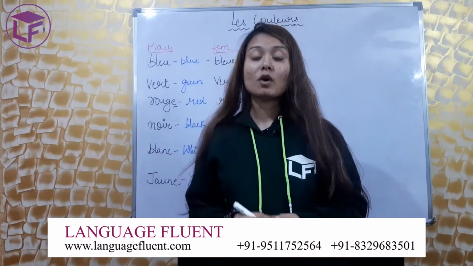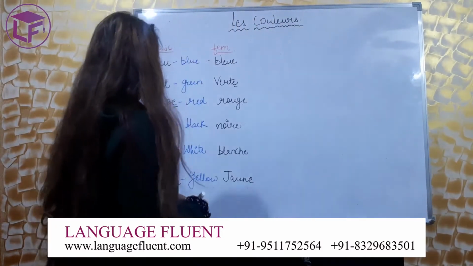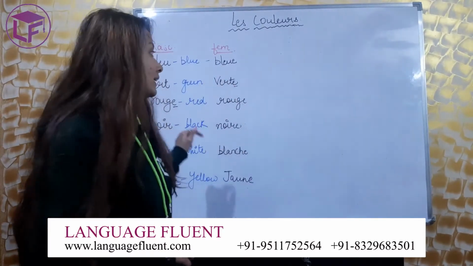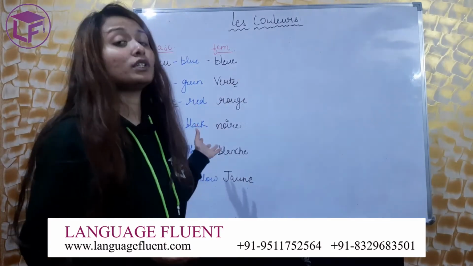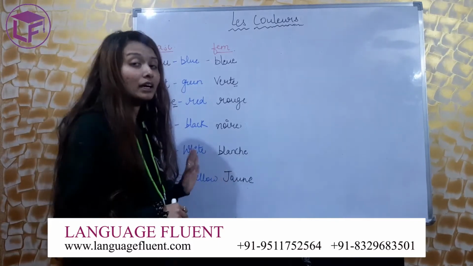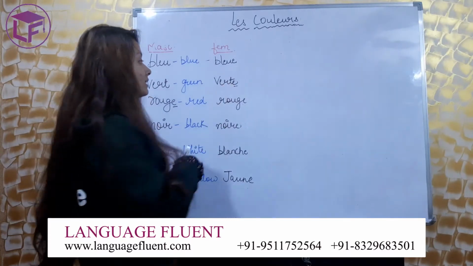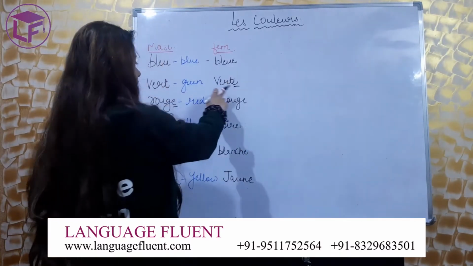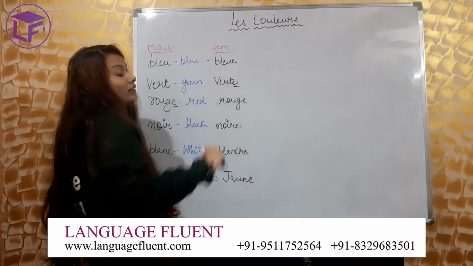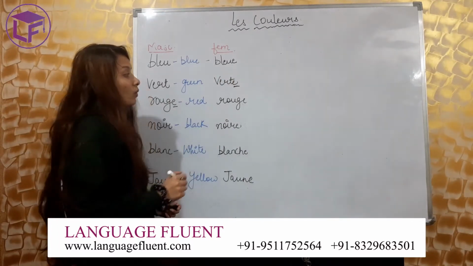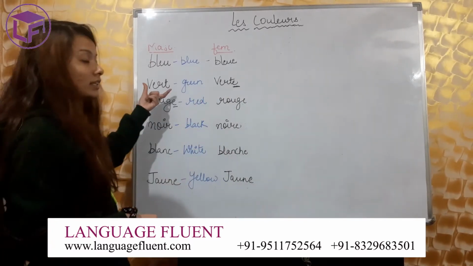Before moving forward, I must tell you one thing: there are a few colors where we add an additional E in the feminine case, and a few colors which do not change. One example is vert. Normal green, the masculine green, is called vert, and the feminine green is called verte. There is an additional E, so the T is pronounced here, but not in the masculine.